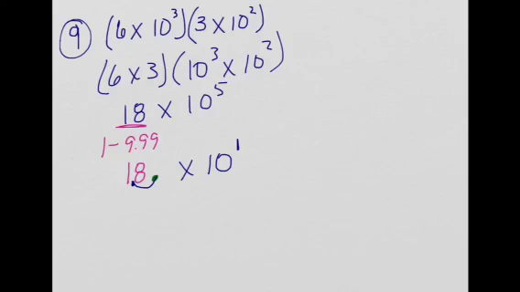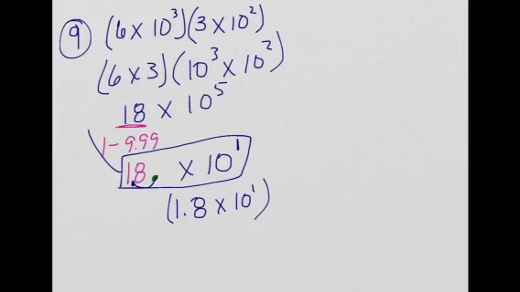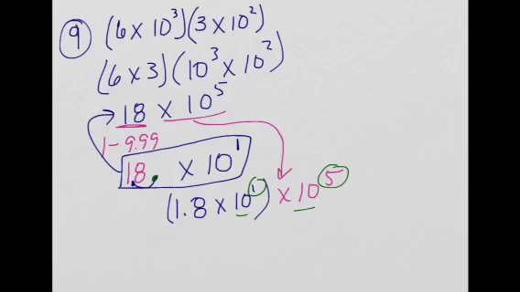So now we're going to take 1.8 times 10 to the 1st power, because that's what we just said equaled the 18. That's how we take 18 and write it in scientific notation. But now we need to bring down the times 10 to the 5th. Now because these bases are the same, we're going to simply add the exponents. So it's going to be 1.8 times 10 to the 6th.